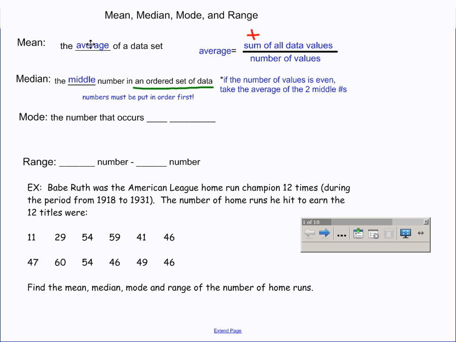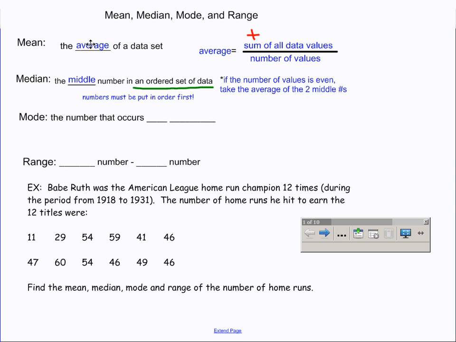However, if we gave you an even set of numbers, now there is no middle number. The middle is right there. So you would take the two numbers that are in the middle and get the average. 3 plus 5 is 8. Divided by 2, that's 4. So the median in that case would be 4.